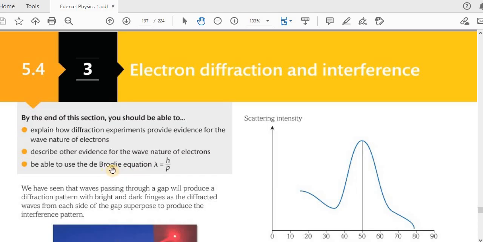This is pronounced Broglie even though it's spelled with a letter G. De Broglie equation, lambda equals h over p. This lambda is called the de Broglie wavelength. h is the Planck's constant. You have seen it previously when you learned about the photoelectric equation. Remember, E equals hf, energy of photon, is the Planck's constant times the frequency. Then p is the momentum. Momentum is mass times velocity.